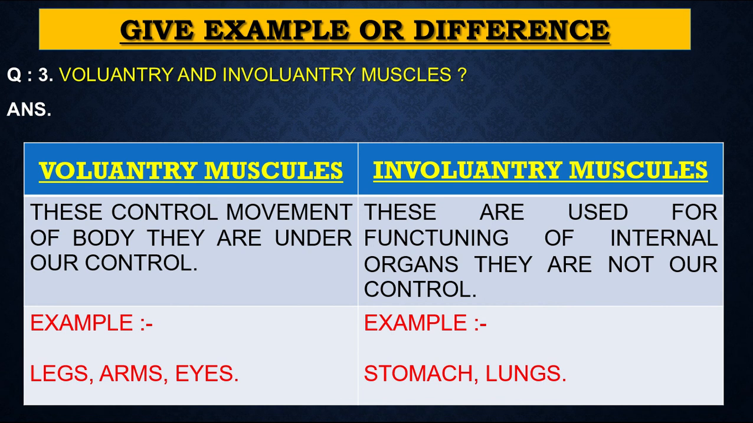These control movement of the body, they are under our control. Voluntary muscles are under our control. Let us see involuntary. These are used for functioning of internal organs. They are not in our control.